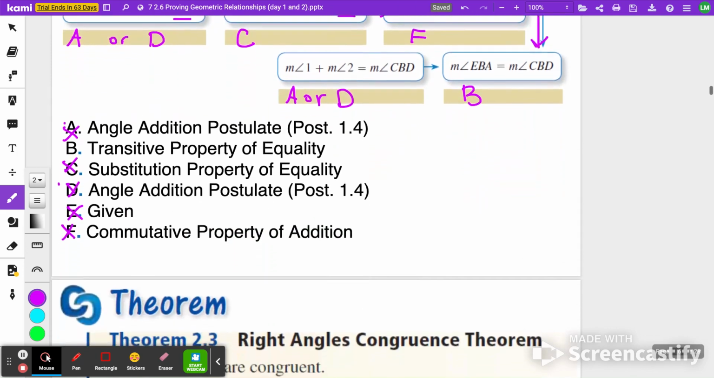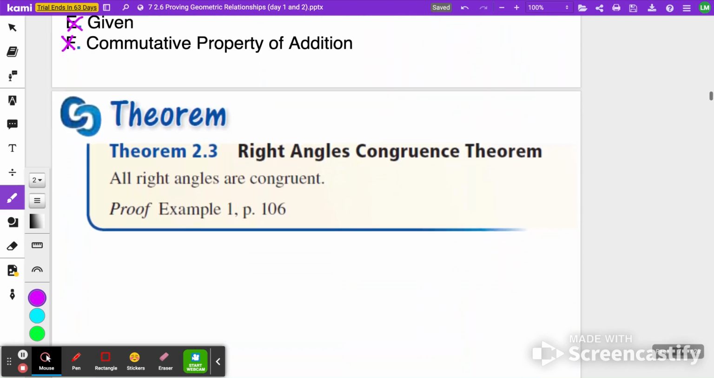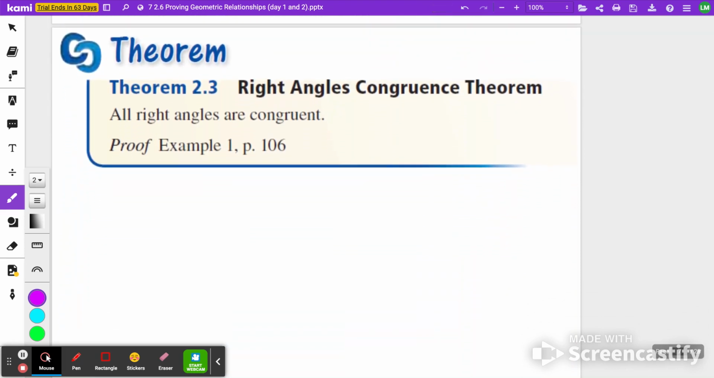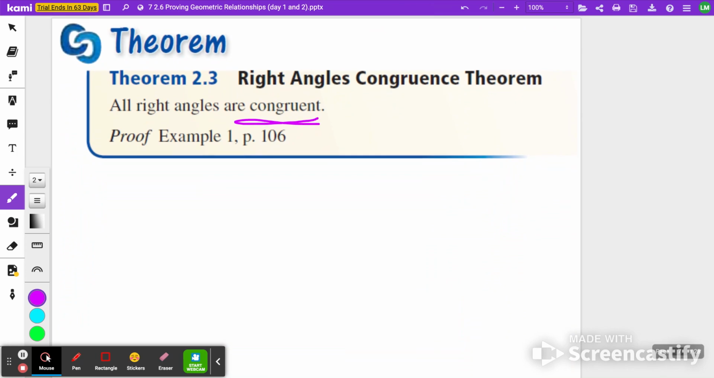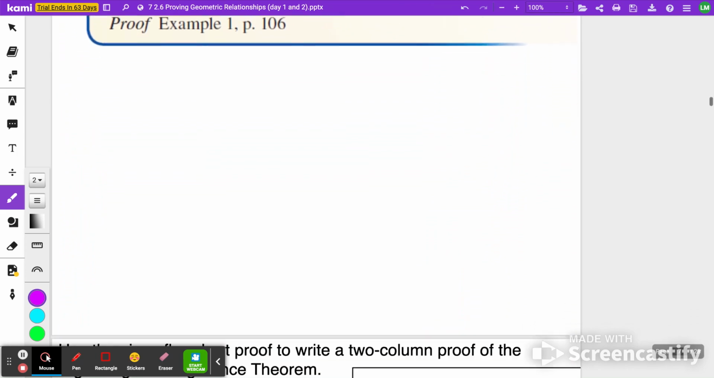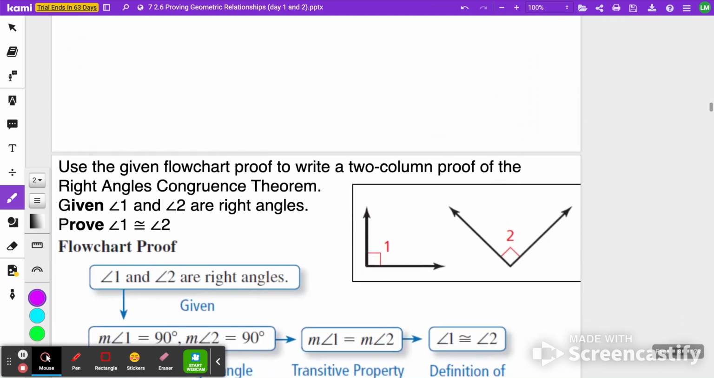Let's keep going and see, what does it mean to have right angle congruence? So when we see this theorem, theorem 2.3, that just means all right angles are congruent. That's the next blank you want to fill in on your piece of paper. We can look at proof example 1 on page 106 if you'd like to, and if you want to do that, you can take time now to pause the video. Otherwise, if we're ready to go on, let's go ahead and look to see what we've got.